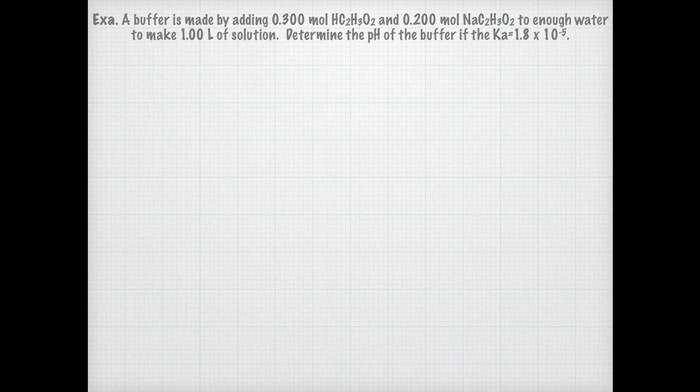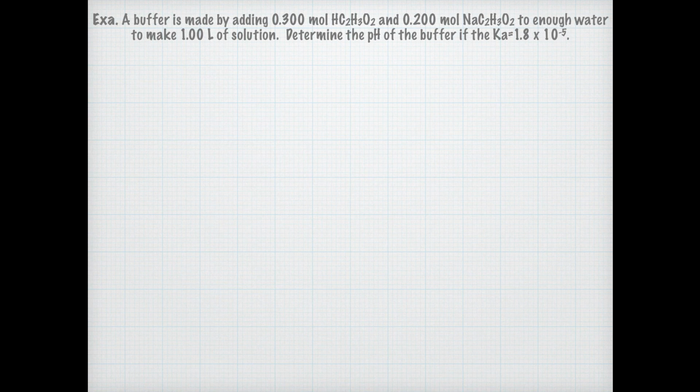So example A says a buffer is made by adding 0.300 moles of acetic acid and 0.200 moles of sodium acetate to enough water to make 1 liter of solution. So clearly this is not an ideal buffer, because if it were, I'd have equal amounts of the acid and its weak conjugate base. But it still will act as a buffer, all right? First, I'm asking you to determine the pH of the buffer, okay?